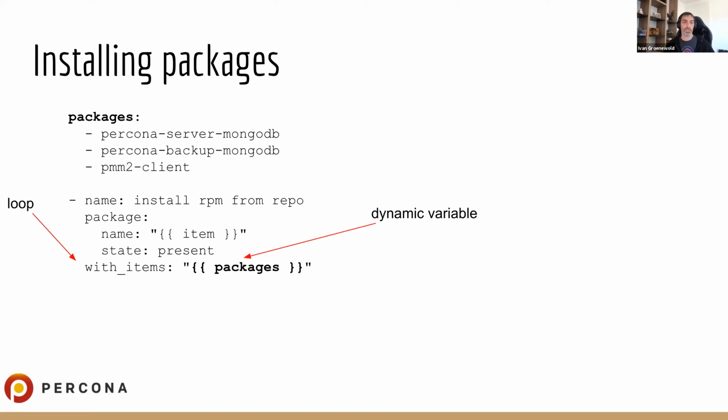To install a package, it's quite straightforward. There is a built-in module which we can use, and we can loop through a list of packages using this construct that is called with_items, okay? The packages between the double curly braces is a dynamic variable in this case, and it will basically allow us to iterate through all of the package list and feed them to the package module. That is the one that will be making sure that the package is installed. Again, the item within the package module will be calculated dynamically based on our variable in this case.